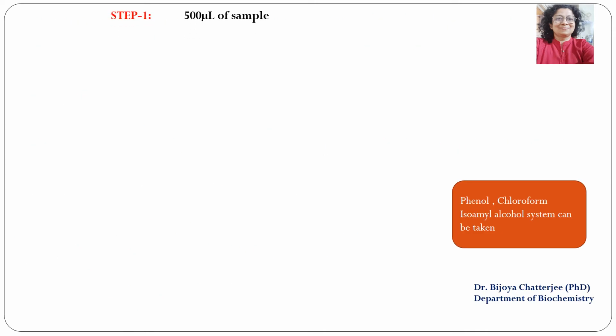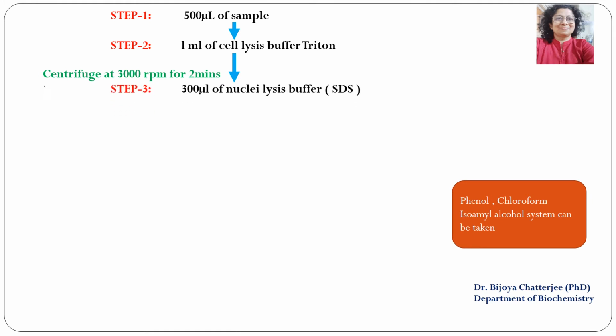First, we take 500 microliter of the extracted sample. Then we add 1 ml of cell lysis buffer, that is Triton. Then we centrifuge it at 3000 rpm for 2 minutes. After that, we add 300 microliter of SDS, sodium dodecyl sulfate, which is a detergent and lyses the nuclei. Then we incubate at room temperature for 2 minutes so that the lysis can be carried out by the buffer.